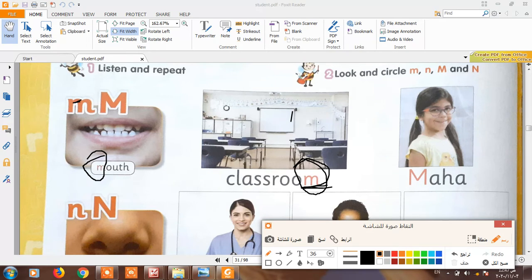Look here, KG1. Who is she? She is Maha. Can you find sound M? Yes, here. Make a circle on sound M. Again, KG1, sound M. Mouth, M. Classroom, M. Maha, M.